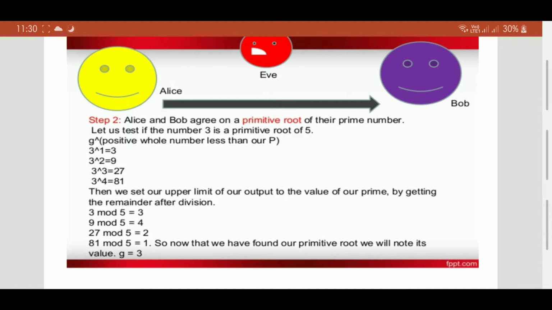Then we set the upper limit of our output to the value of our prime by getting the remainder after the division. 3 mod 5 is 3, 9 mod 5 is 4, 27 mod 5 is 2, 81 mod 5 is 1. So now that we have found a primitive root, we will note its value: g is equal to 3.